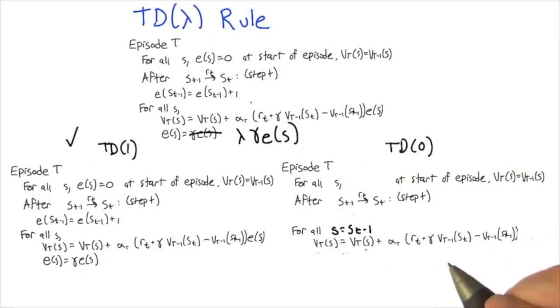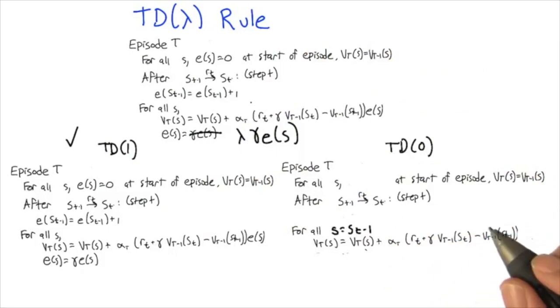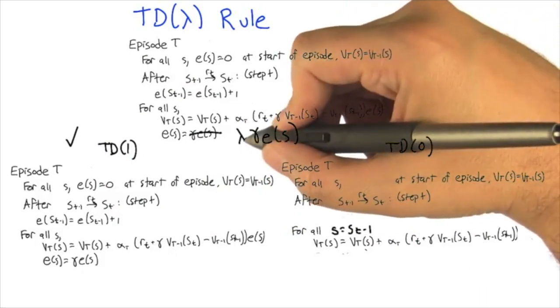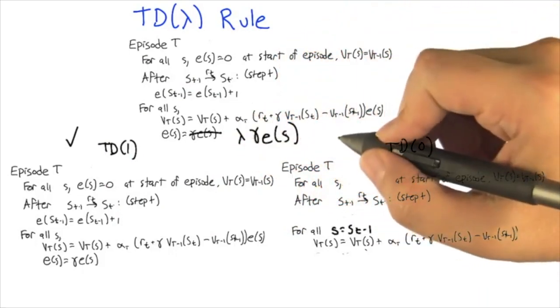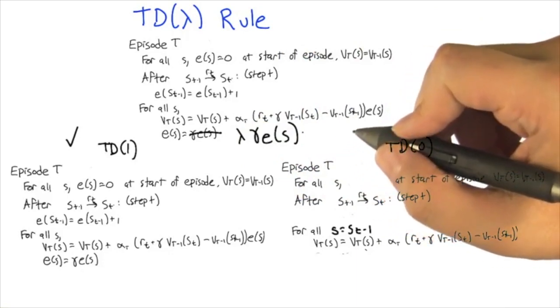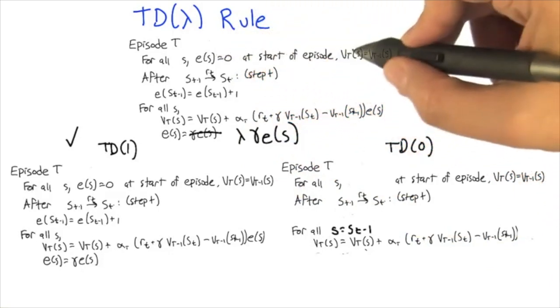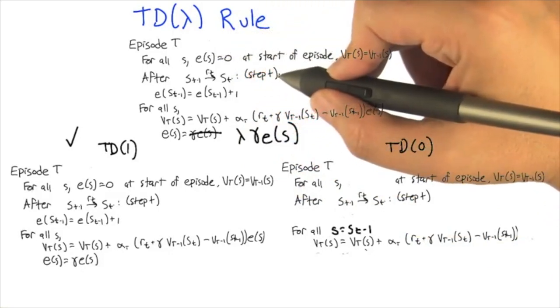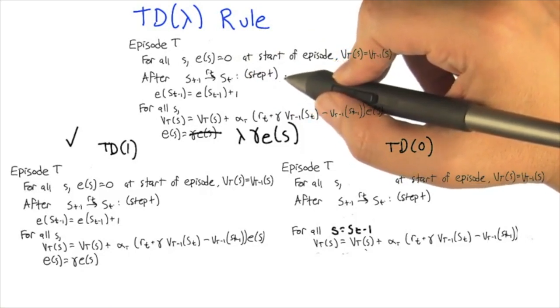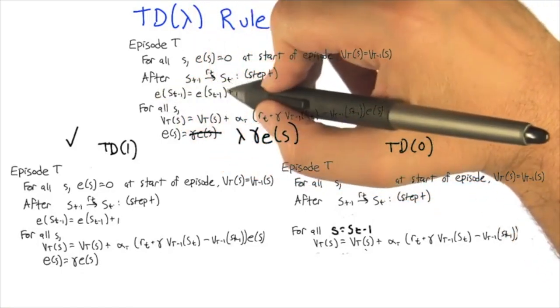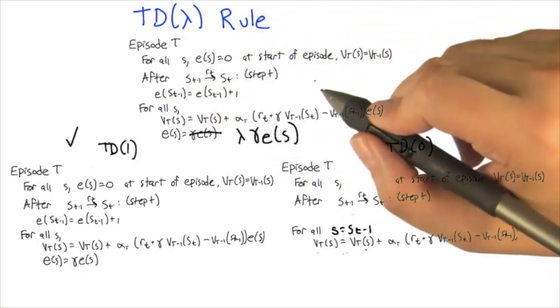Right. So let's see. What happens if lambda is 0? Well, for the thing we just looked at, that means you just set E(s), the eligibility trace, equal to 0. But you started out with it being equal to 0 too. So let's go back to the top. For all S, E of S is 0, which is where we started out at the start of the episode. That's nice. Then we update E of S_{t-1} to be E of S_{t-1} plus 1. So now E of S_{t-1} is equal to 1. Good. So the eligibility of the state that we just left gets bumped up to 1. That's right. And everything else is 0.